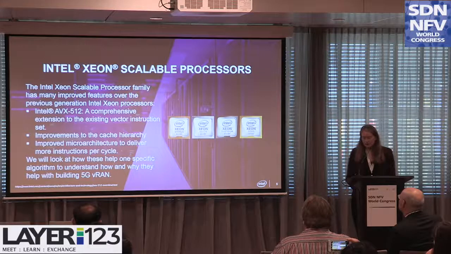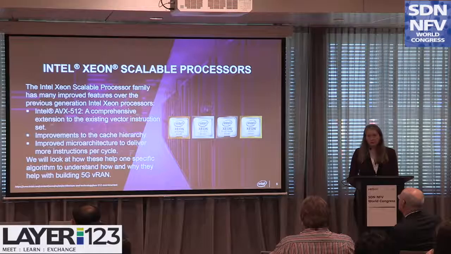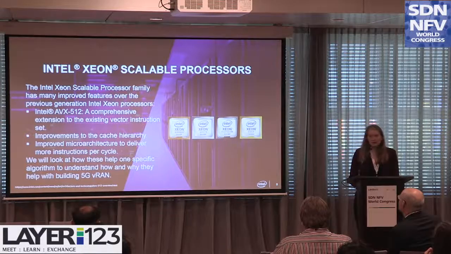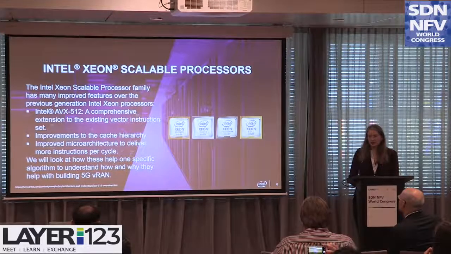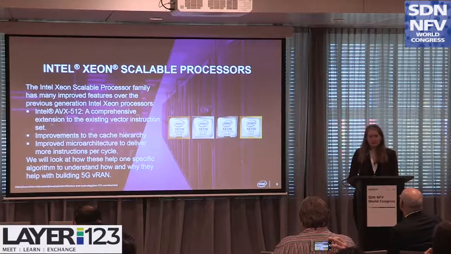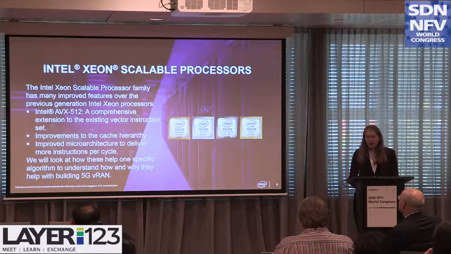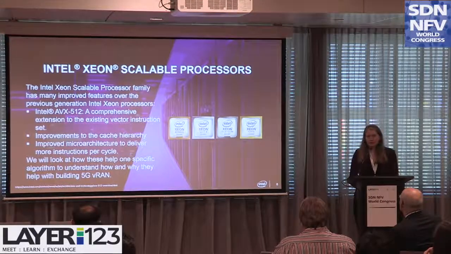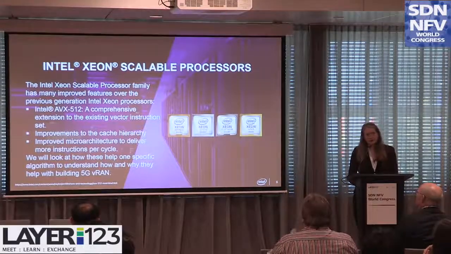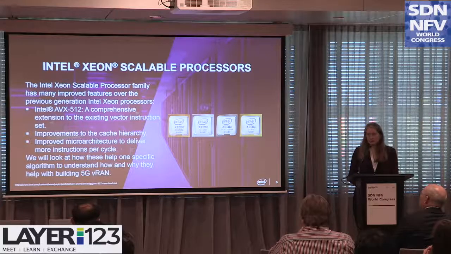Some of the things that it's introduced are the AVX512 instruction set, a comprehensive extension to the existing AVX2 vector instruction set. It's also got improvements to cache hierarchy, which gives us wider bandwidth and low latency. And we also have improved microarchitecture, so the inner workings of the processor have been refined, resulting in more instructions per cycle. It's really a combination of features that we're using successfully on 5G. So I'm going to go into just one of these physical layer functions in more depth to show how we're using those features and why it's been successful for us.